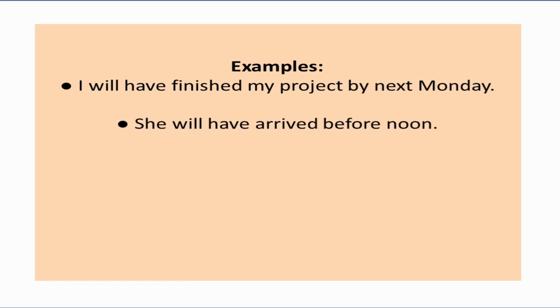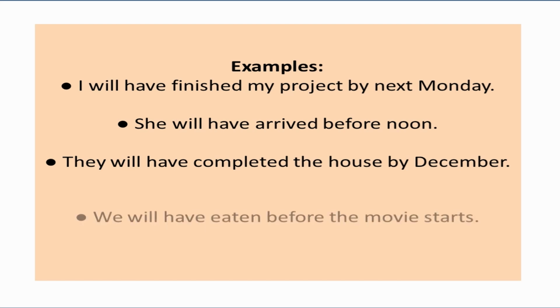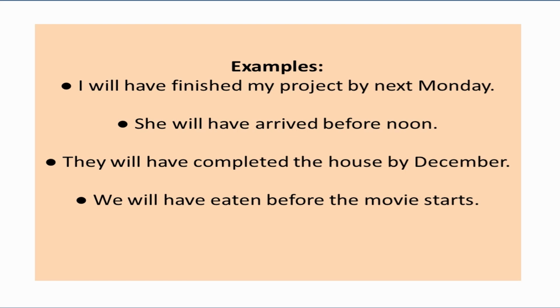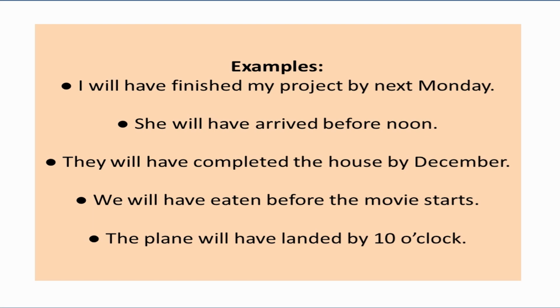She will have arrived before noon. It means it will reach noon when she is already there. They will have completed the house by December. Today is January. It means if you go there in December, you will find that the house is already complete. We will have eaten before the movie starts. The plane will have landed by 10 o'clock.